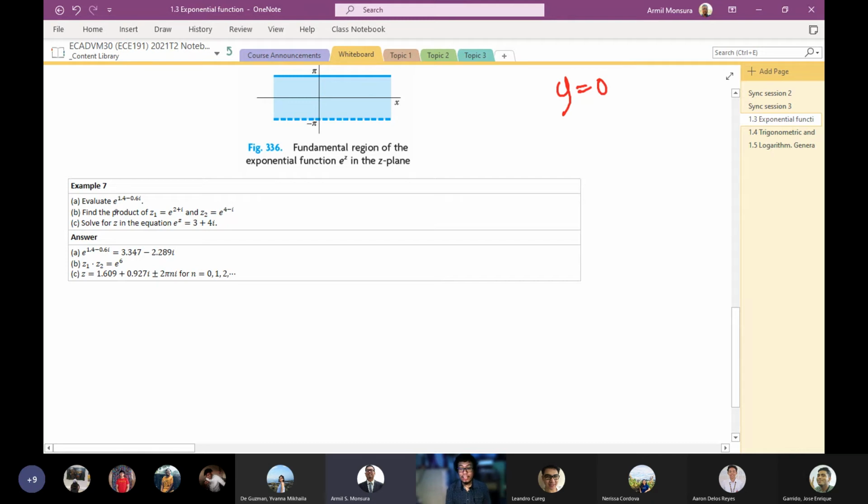Okay, gawin natin itong example 7. Let's try letter A. We evaluate e raised to 1.4 minus 0.6i. So e raised to 1.4.